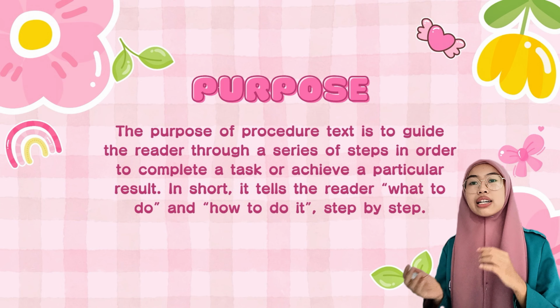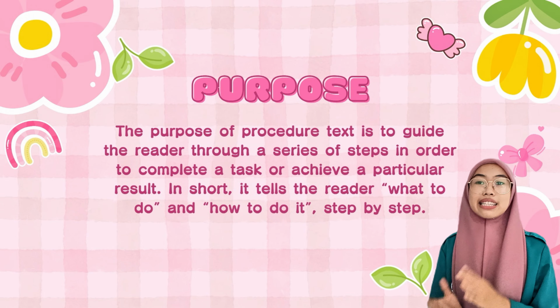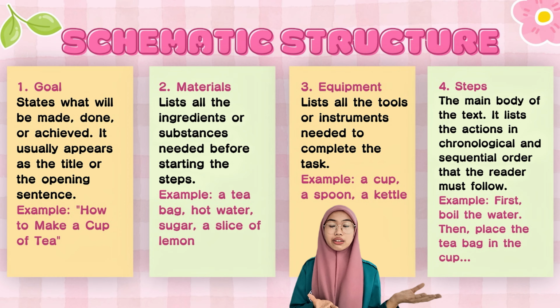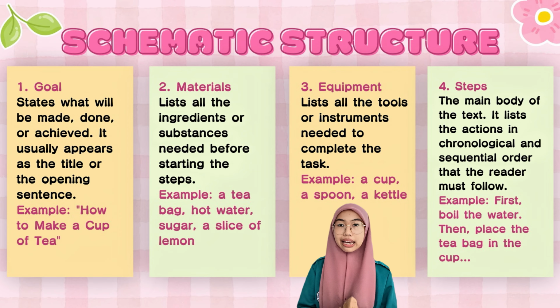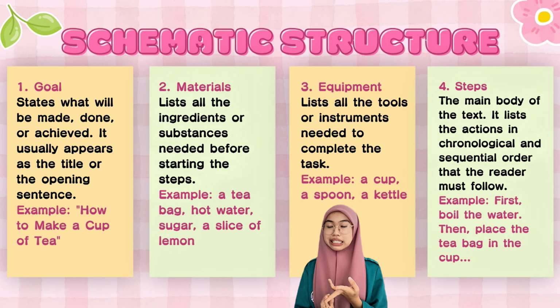So the purpose is to guide the reader through a series of steps in order to complete a task or achieve a particular result. And then what is the structure of the procedure text? It has four structures. The first one is a goal, and then material, and then equipment, and the last one is steps.